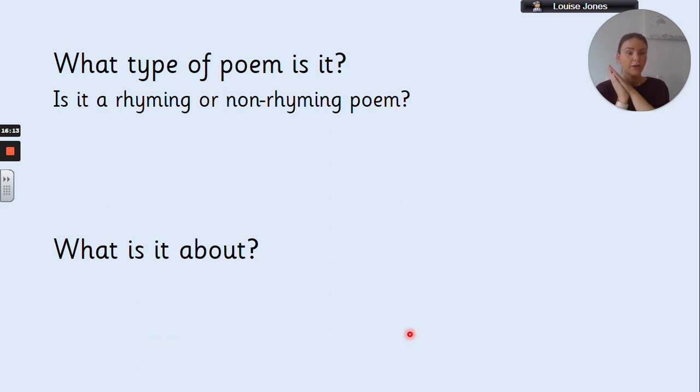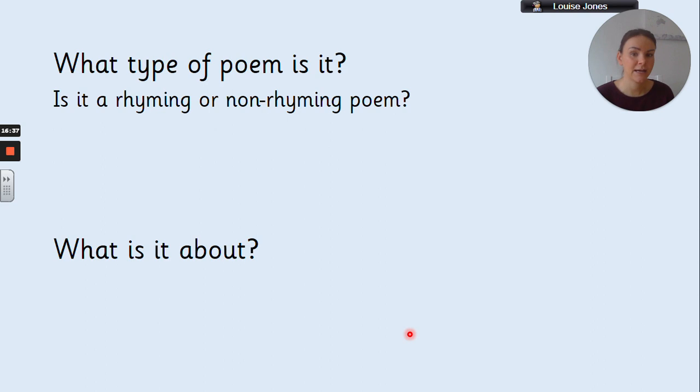So the first poem we looked at, Words Are Ours by Michael Rosen, was a rhyming poem, and it was a collection of things that we can do with words. This poem, The Magic Box, what type of poem is this poem? Does it rhyme? Does it not rhyme? And what is it about? So you can pause the video here to have a think about that.